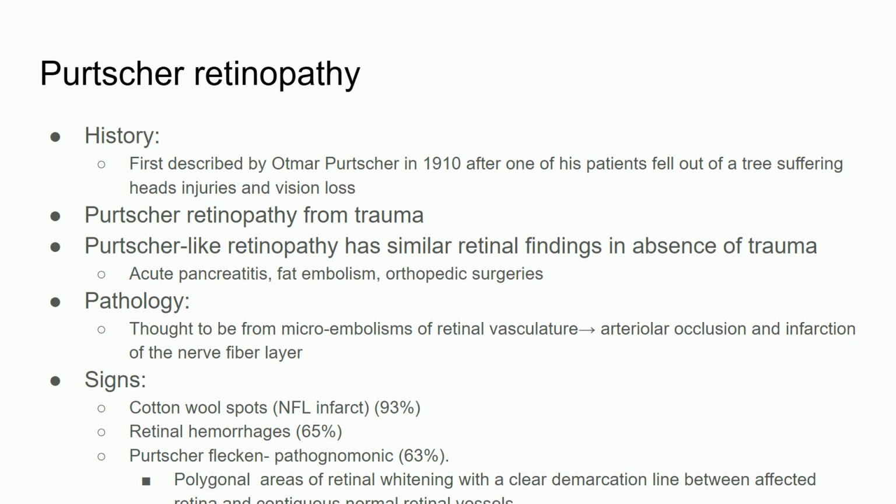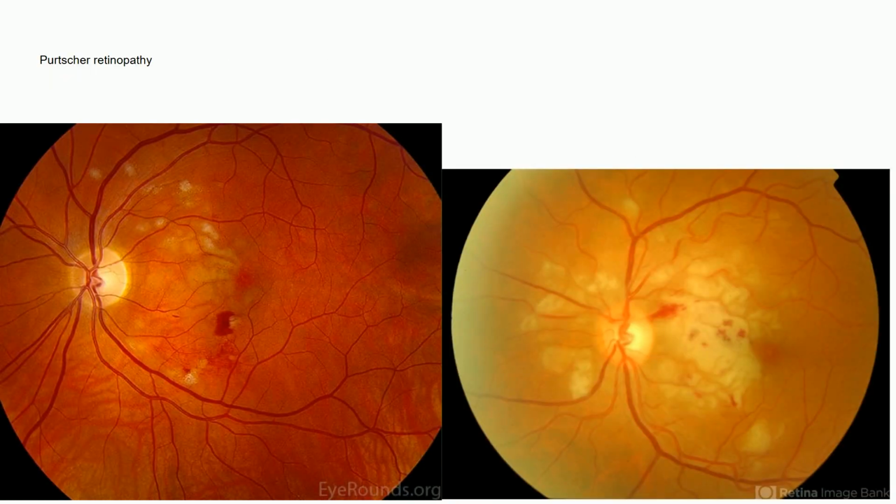And then the surrounding arterioles. It'd be better to show you here. This is Purtscher retinopathy. You see some retinal hemorrhages, and then the polygonal areas in between the arterioles of the arcades, that's Purtscher flecken. That's the pathognomonic sign there.